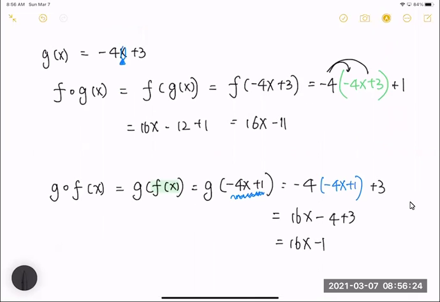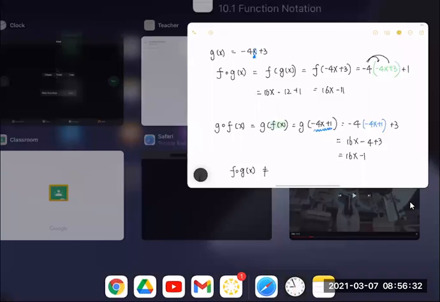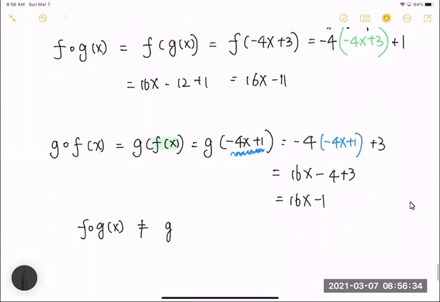If you take a look, you will realize that, hey, f of g of x is not equal to g of f of x. One is equal to 16x minus 11, the other is equal to 16x minus 1.